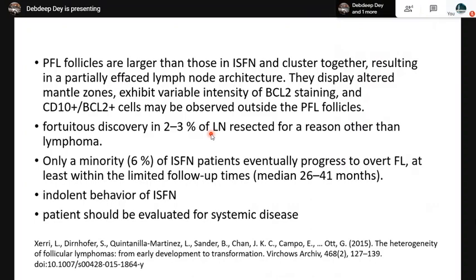Patients should be evaluated for systemic disease because there might be something else going on in the patient, and the lymph node that we have got is only showing in situ follicular lymphoma. So the main thing is to alert the physician to look for other sites where there might be a proper follicular lymphoma going on, or the other possibility is, for us, the pathologist, not to miss a partial involvement by follicular lymphoma.